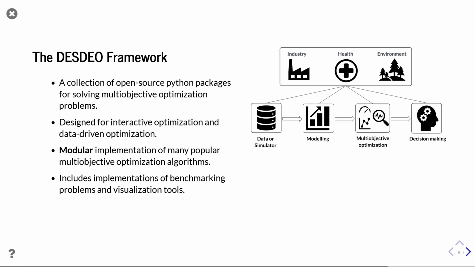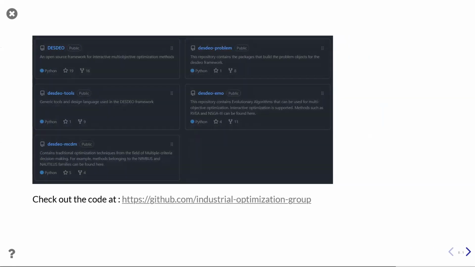The framework also includes many benchmarking tools and visualization tools, which can help new users or researchers implement new algorithms, test those new algorithms, and see the results for themselves. As I said, this is an open source framework. So if you go to our GitHub website, you will be able to find all of the code associated with the DESDEO framework. Here, I'm only showing some of the more essential packages within the framework.